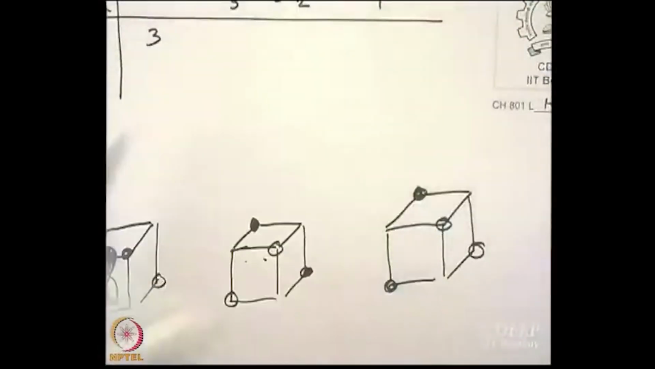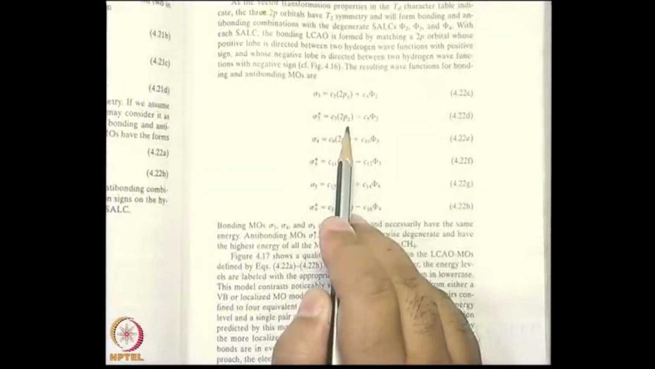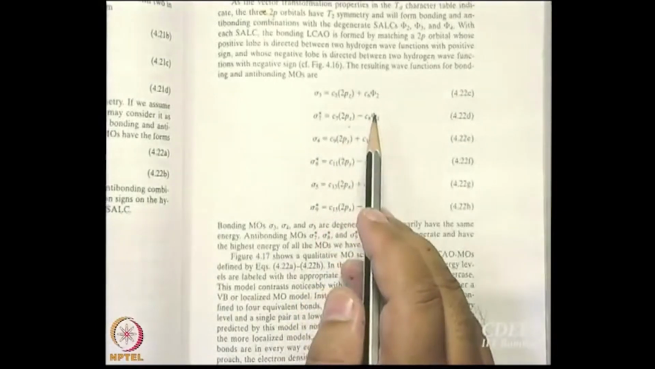Then what are the other combinations? This you agree that I have to combine the other three SALCs with the p orbitals, right? You do that, this is what you get. Moreover, what I do is I know which one matches the symmetry of px, which one matches the symmetry of py, which one matches the symmetry of pz. Understood or not?